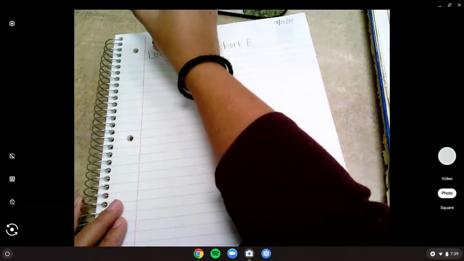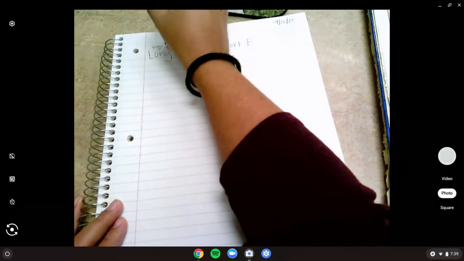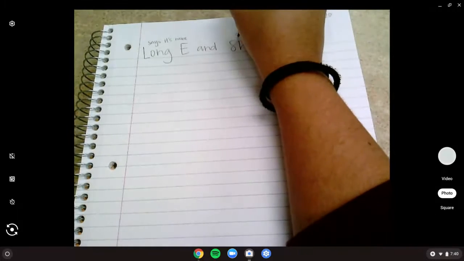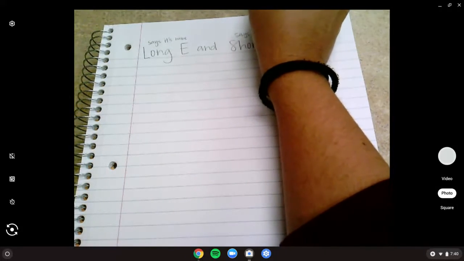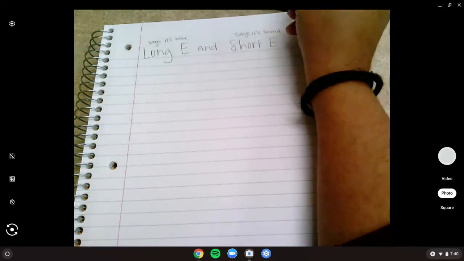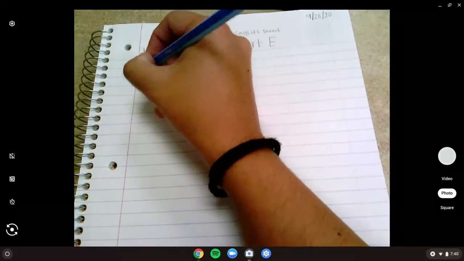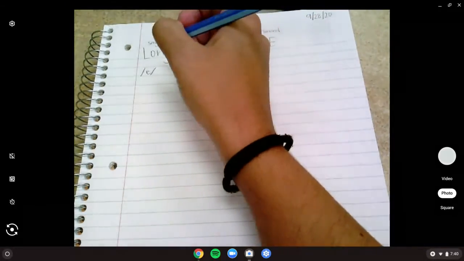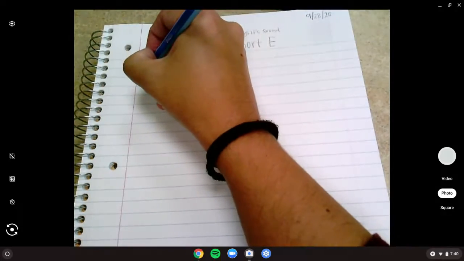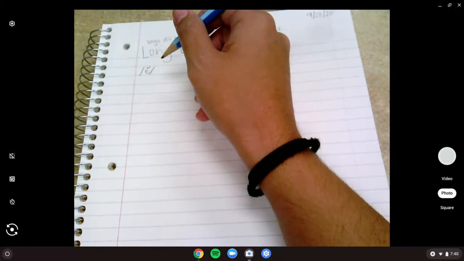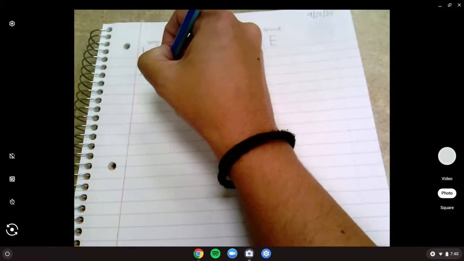And remember that long E, I need to put above it smaller letters, says its name. And then above short E, I like to put says its sound. Okay, so sometimes in phonics, you might see something that kind of looks like a little U above it. This means it is the short E.